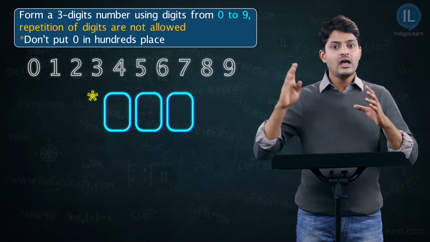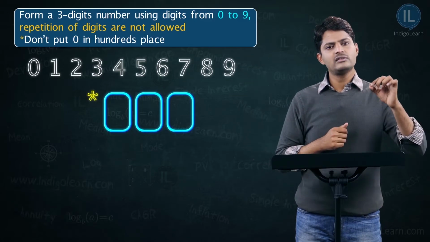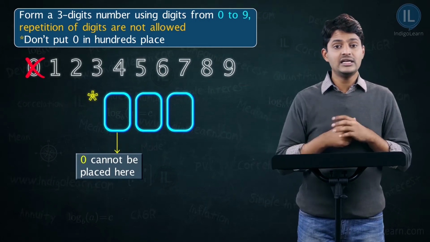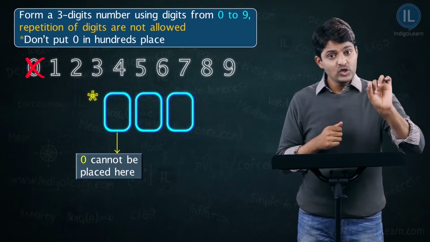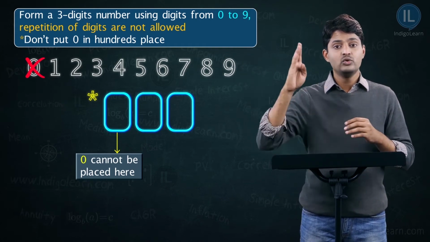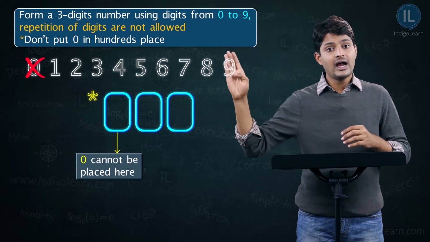Now, let us start with hundreds place. If you are wondering, sir, why should I start with only the hundreds place? Because that is the most significant digit where 0 cannot be used. So, let us try to fill that position first, okay? Units place, tens place and hundreds place.